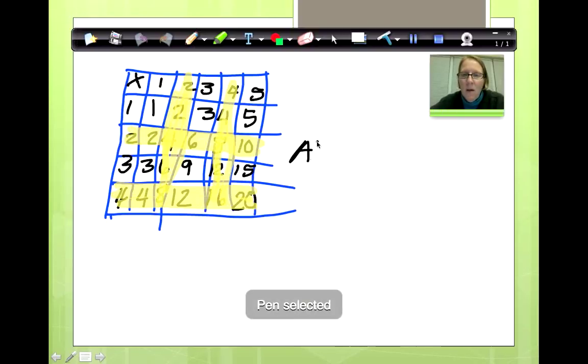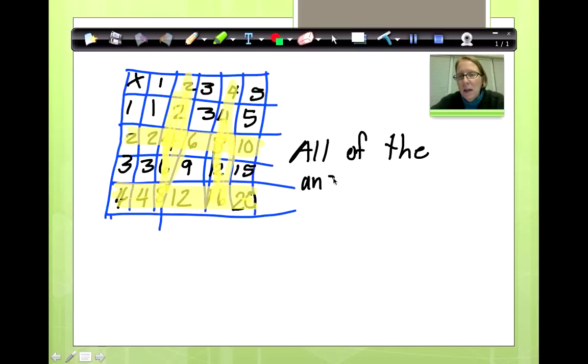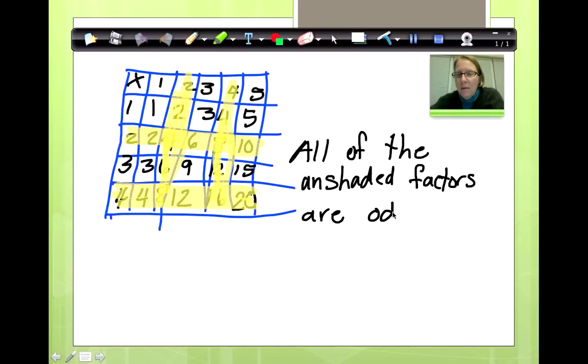All of the unshaded factors. Now, why are we calling these factors? Because these are the numbers we multiply together, aren't we? Are odd. Every one of them is an odd number, isn't it? 15, is that odd? Yep. 5, is that odd? 9, 3, all odd numbers. Okay. Now, we've now done the top part of the front of the page.